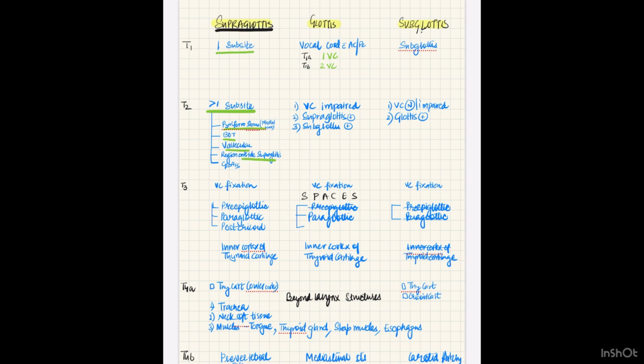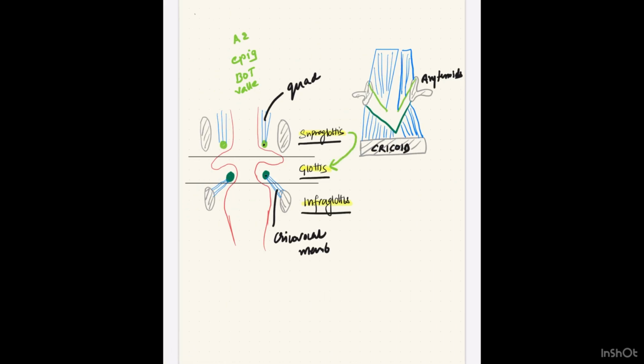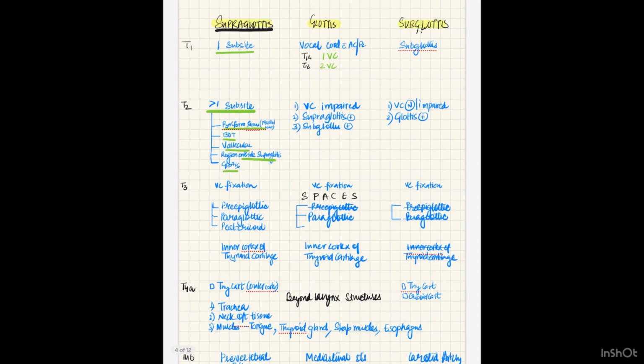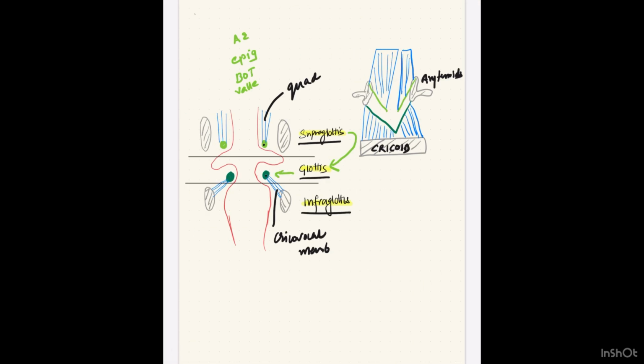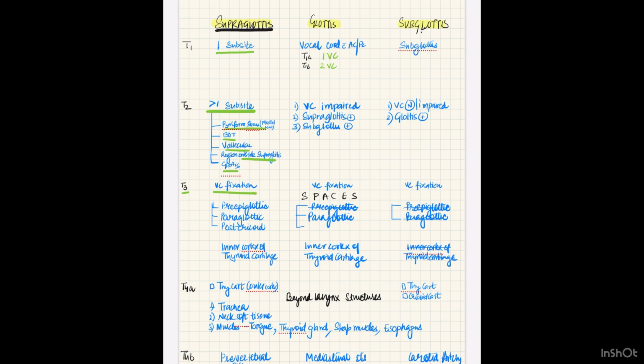So outside the region of supraglottis, where can it go? It can go down. So from supraglottis, it can go downwards and glottis will be involved. So if glottis gets involved, it is T2. And more than one subsite of supraglottis, or glottis involved, we have T2. Then we have T3. T3, you have to just memorize that once it has gone to glottis, what do we have in glottis? We have vocal cords. So there will be vocal cord fixation. Vocal cords will be fixed.